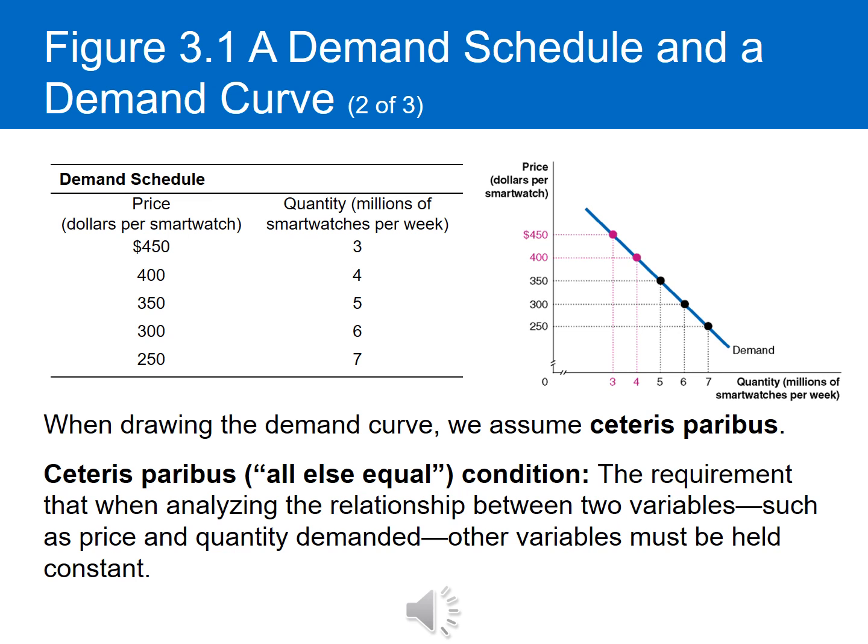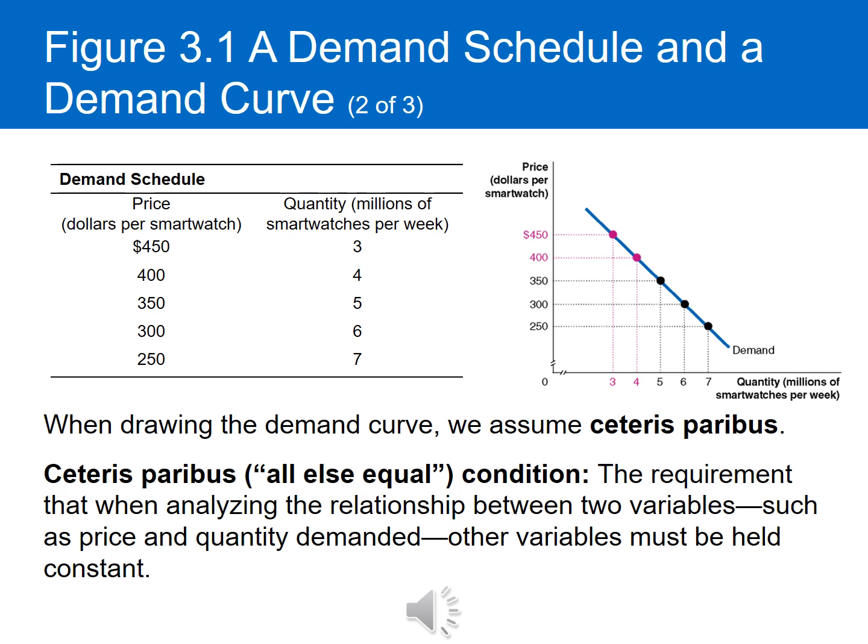Given the demand schedule we have in this example, when we draw the demand curve, we assume that when we move from a price of $450 to $400, the quantity is going to increase from 3 million to 4 million. This is what the demand schedule tells us. When we do that, we assume that there's nothing else changing.